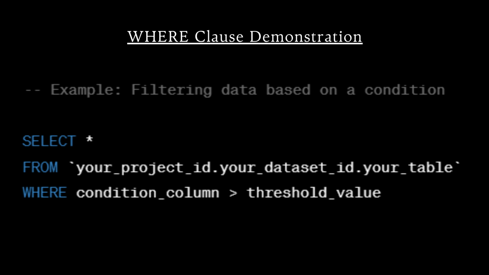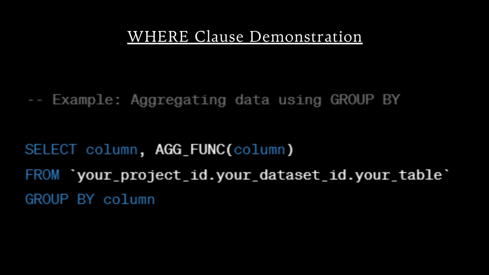Demonstrates the where clause to filter data from a table. The query selects rows where condition_column meets the specified condition, greater than in this example. Utilizes the group by clause to group data based on a specific column. An aggregate function is applied to the grouped data.